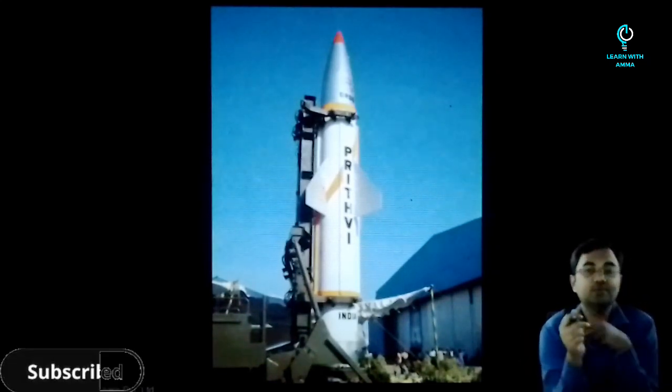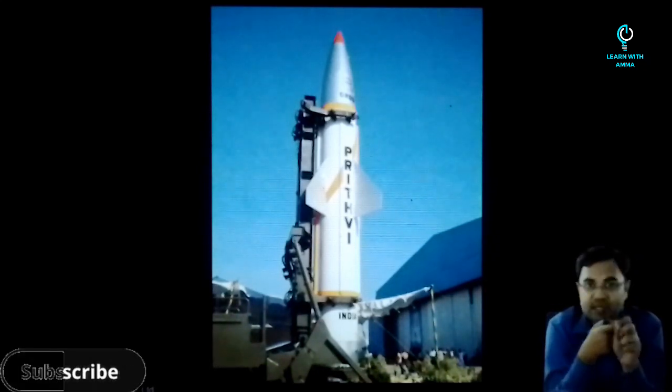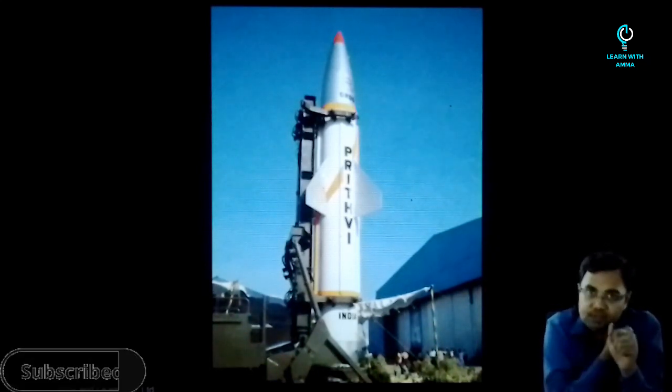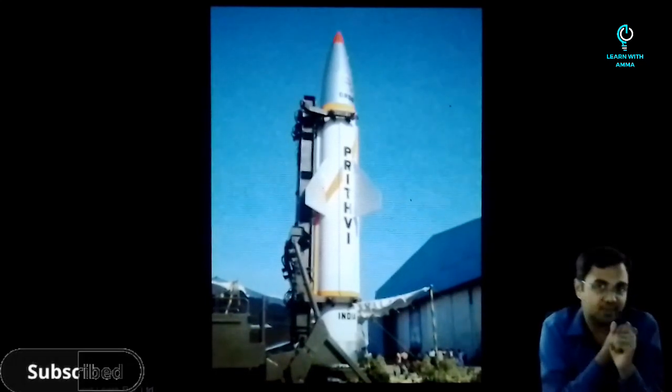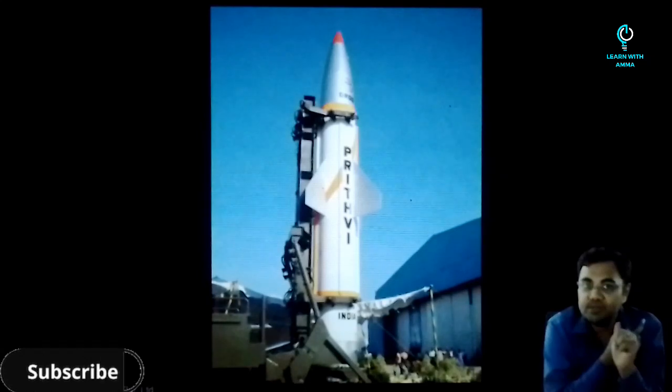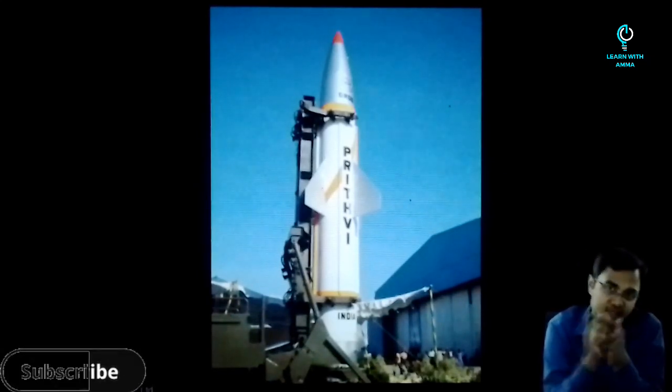One more thing that you need to remember, again, the basic facts about the Prithvi missiles. These are tactical missiles. These are surface to surface missiles. These are short range missiles. And these are ballistic missiles. So these are the four concepts, or rather four facts, that you will have to remember about the Prithvi missiles.